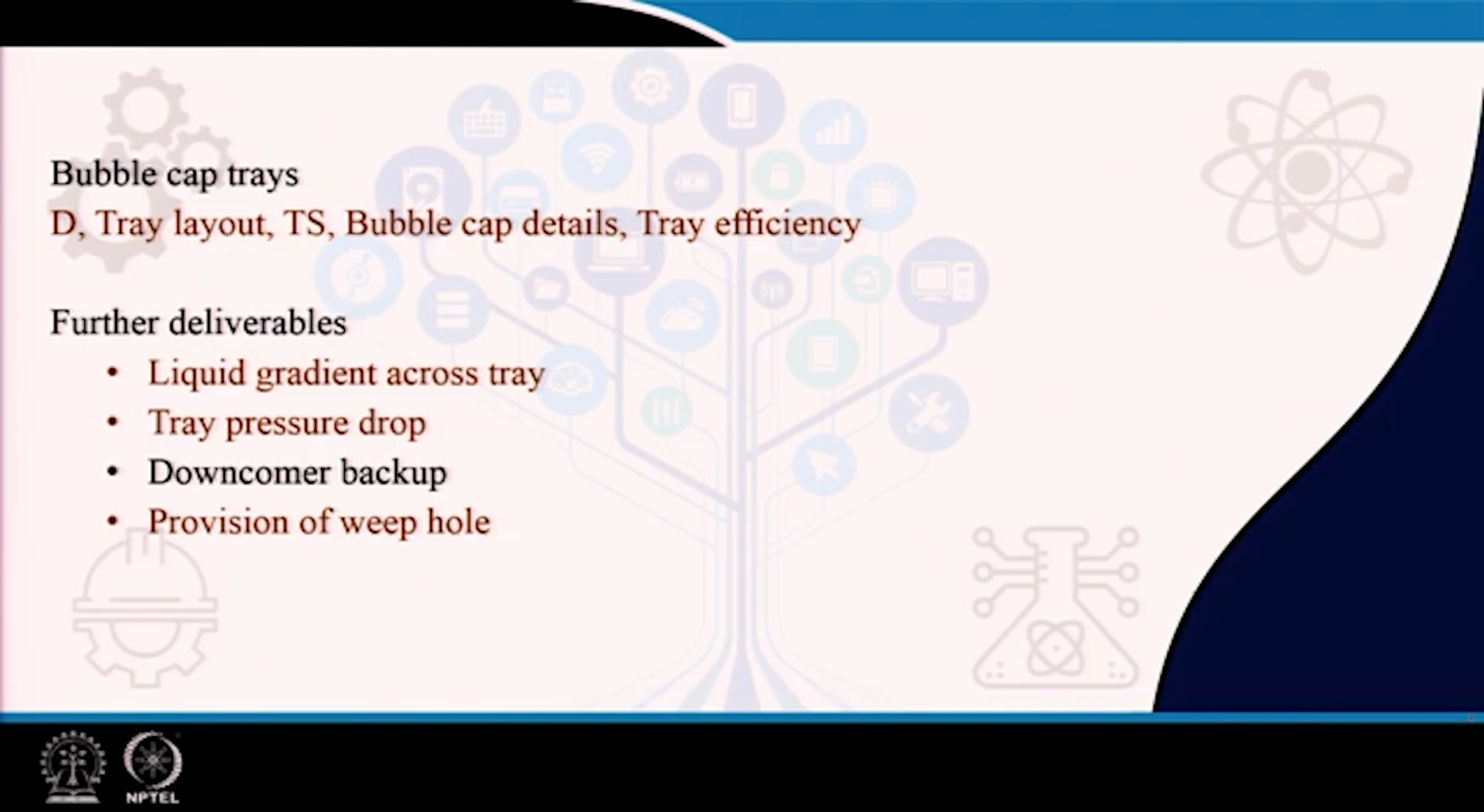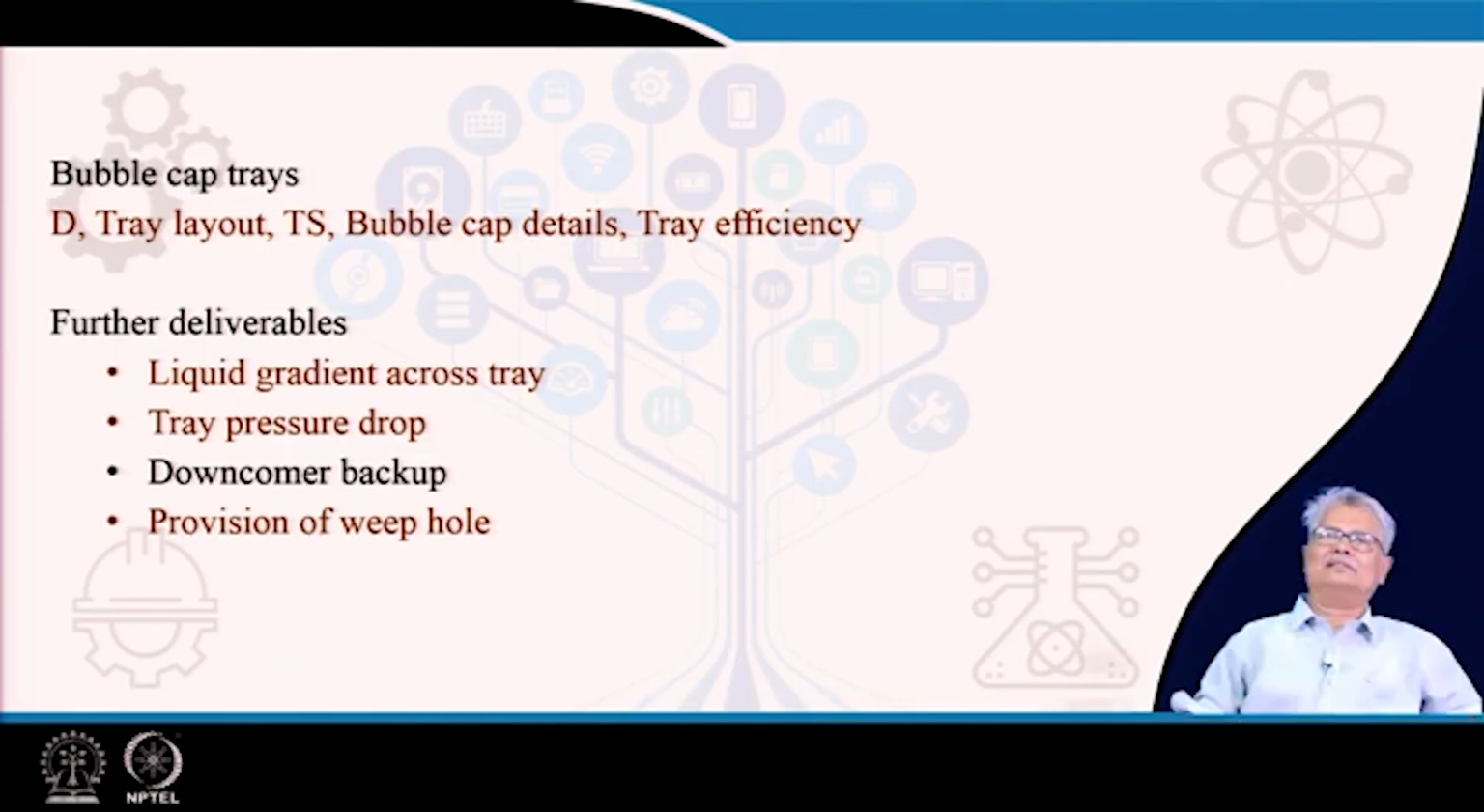We have decided the tray spacing. We have been made aware of the bubble cap details. We have also gone through the tables which contain these details, and we have found out what our tray layout should be. At the same time, we have talked about the different sections of the tray and how they are to be introduced inside the column itself.